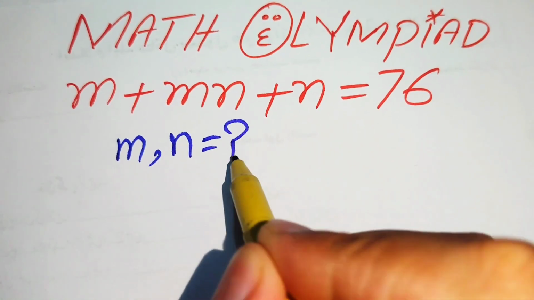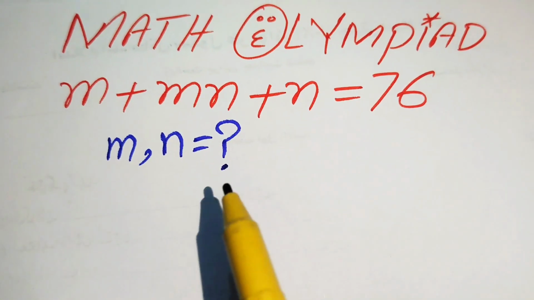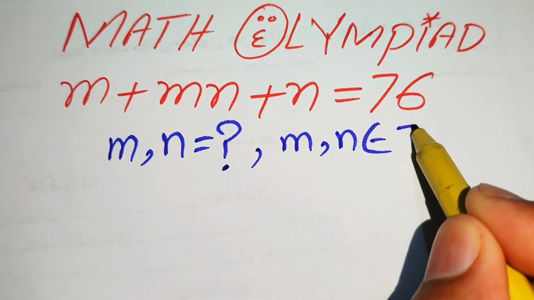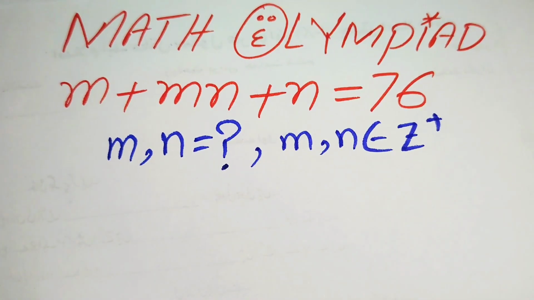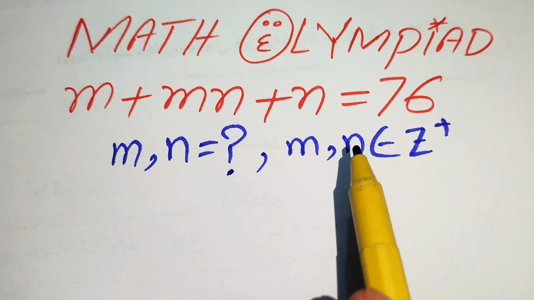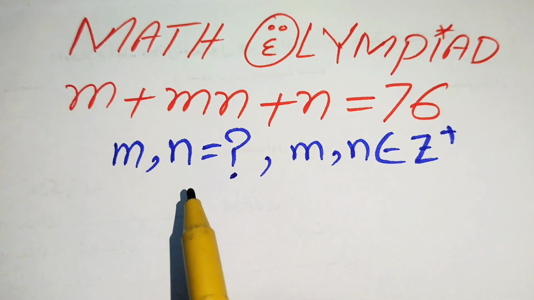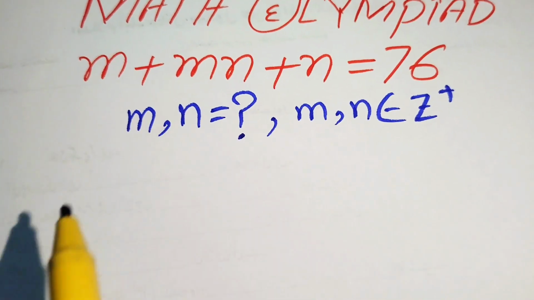So we solve this problem for the values of m and n, but remember one thing: our m and n must be positive integers. So this is the given condition in this question. Now we find the values of m and n, so we move towards the solution of this problem.